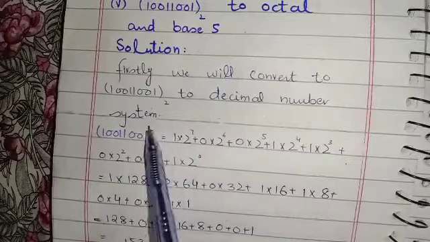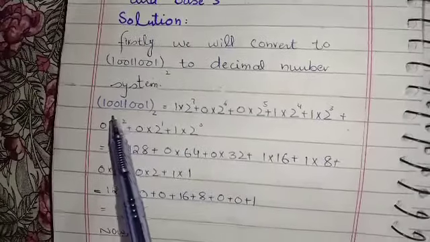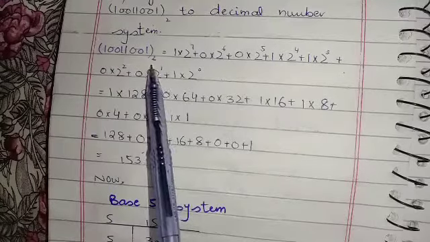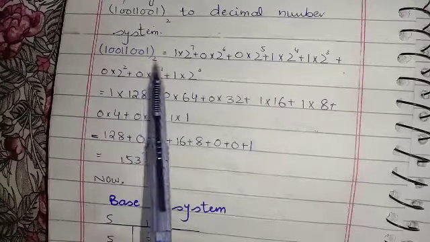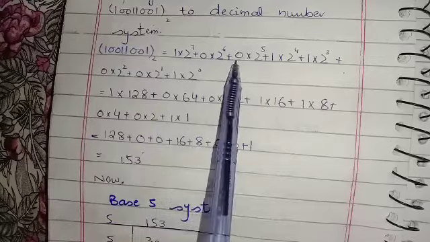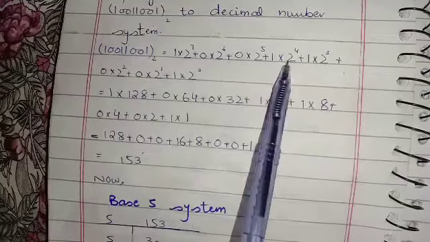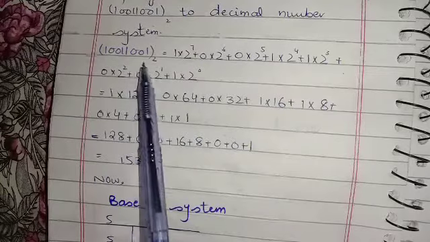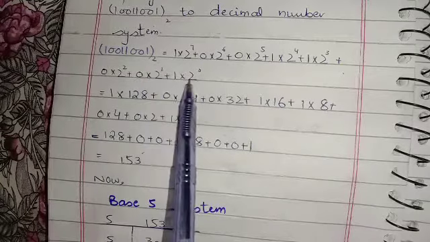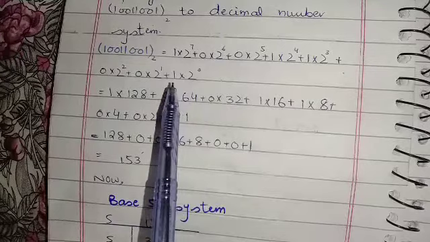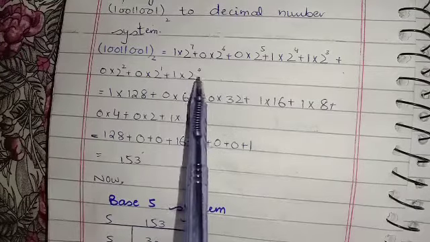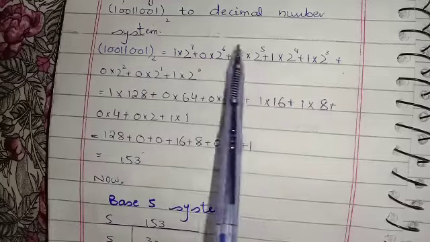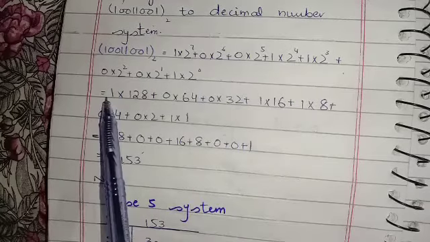to decimal number system. Now we will multiply all the digits with our base given to us, which is 2. We will multiply 1 into 2 plus 0 into 2 plus 0 into 2 plus 1 into 2 plus 1 into 2 plus 0 into 2 plus 0 into 2 plus 1 into 2. Now we will give exponents to them from right towards left, starting from 0, 0, 1, 2, 3, 4, 5, 6 and 7. 1 will be written as it is.